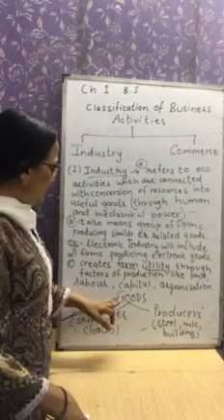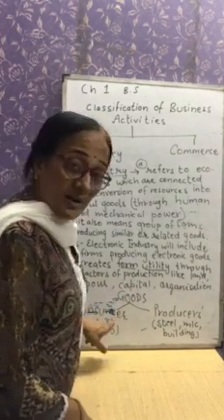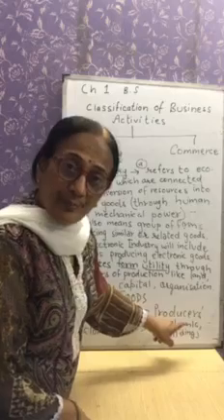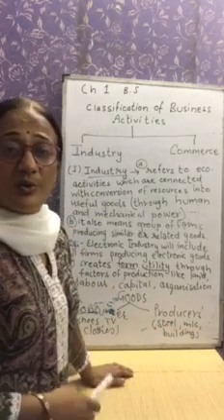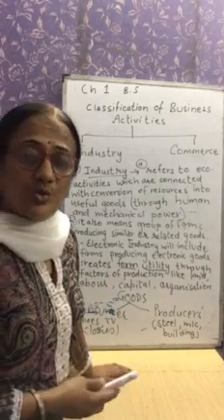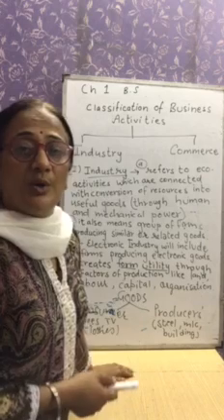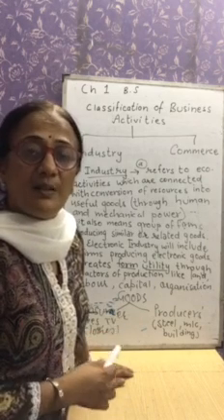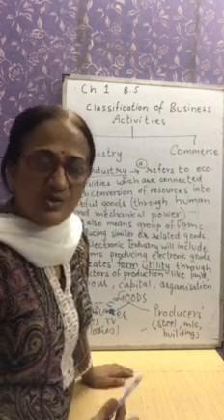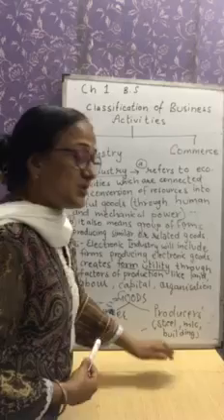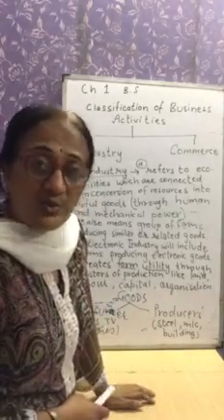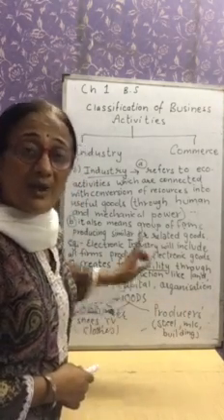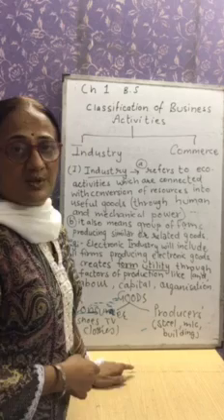Okay. Now there are basically two kinds of goods, consumer goods and producer goods. Consumer goods are those goods which are used or consumed basically by the ultimate consumer. Okay. Producer goods are known as industrial goods. They help in manufacture of consumer goods.